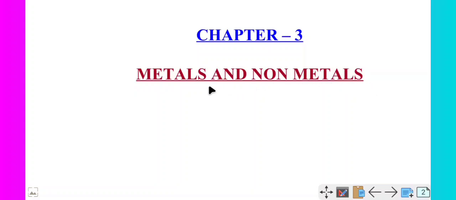In this class, we will discuss metals and non-metals and the theory portion of this chapter. This is chapter three of NCERT CBSE class 10. I'll discuss the most important and relevant topics that will be asked in your upcoming CBSE board exam 2025. So without delay, let me begin.